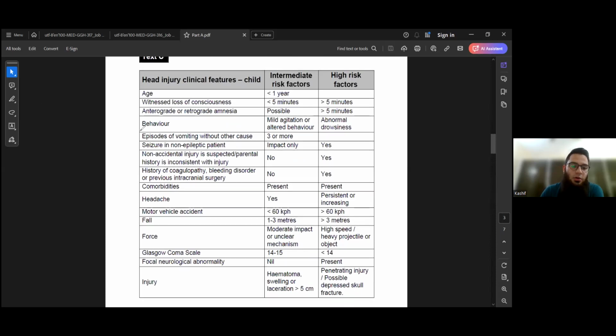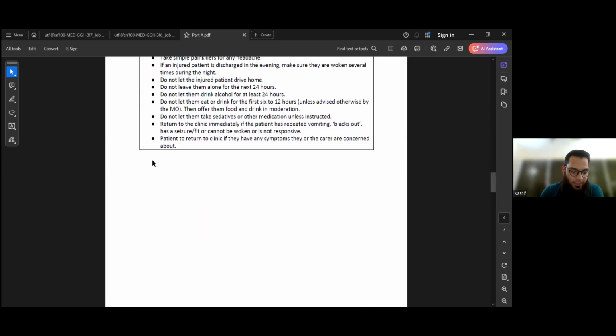Now, unusual levels of, we can imagine it could be unusual level of behavior. See, here it is behavior, mild agitation or altered behavior. Now we are looking for high risk factors, so abnormal drowsiness, so unusual levels of drowsiness. See, here it is written abnormal. Abnormal and unusual are synonyms. So anybody who knows this synonym would have gotten it correct, that it is about drowsiness.